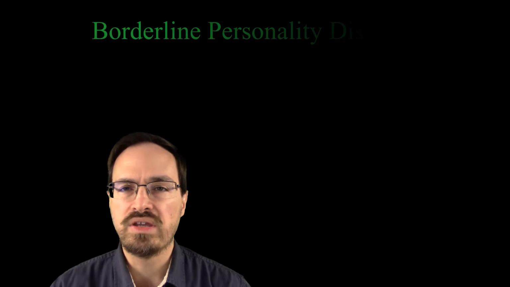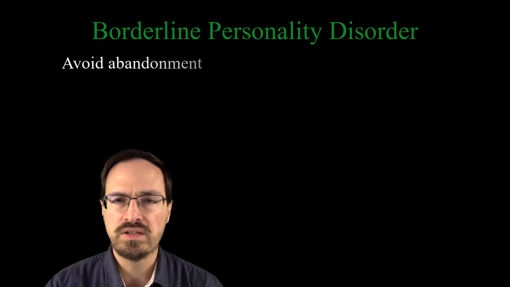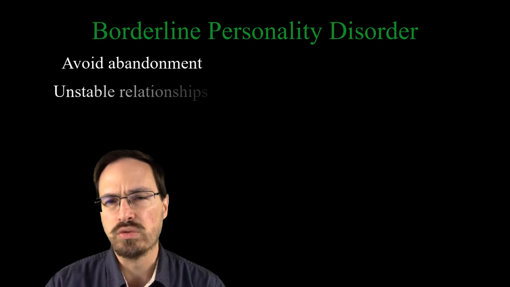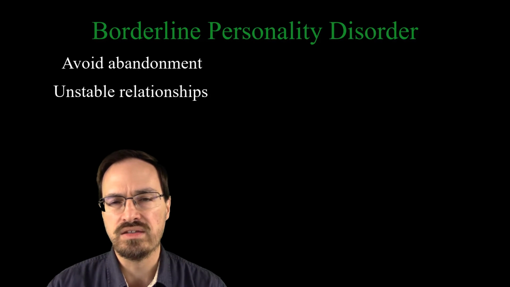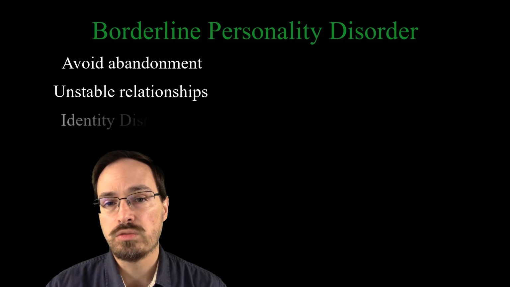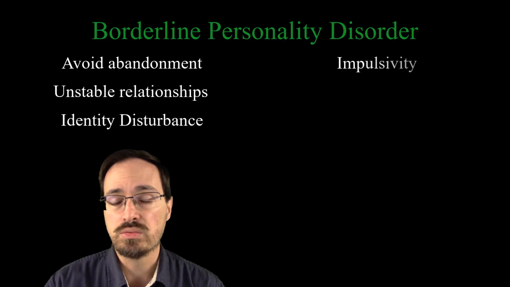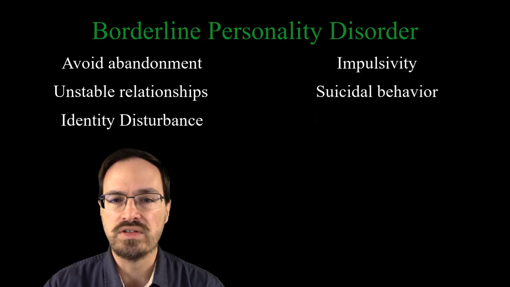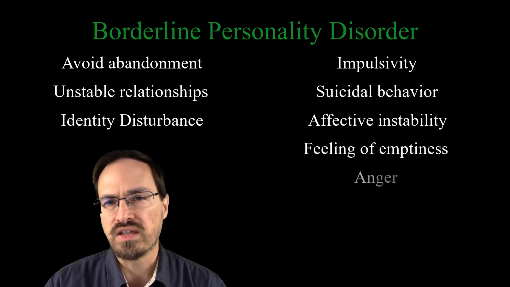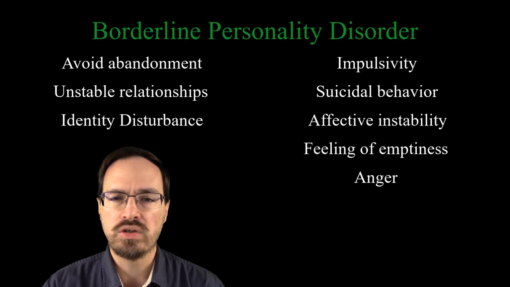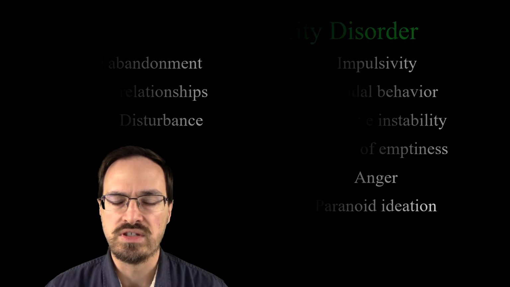Moving over to borderline personality disorder, we see here there are 9 symptom criteria, but again, 5 or more are required for a diagnosis. So here we have making frantic efforts to avoid abandonment, having an unstable relationship cycle. This is a cycle of idealization and devaluation, identity disturbance, impulsivity, suicidal behavior, affective instability, a feeling of emptiness, constant anger, and paranoid ideation or dissociative symptoms.